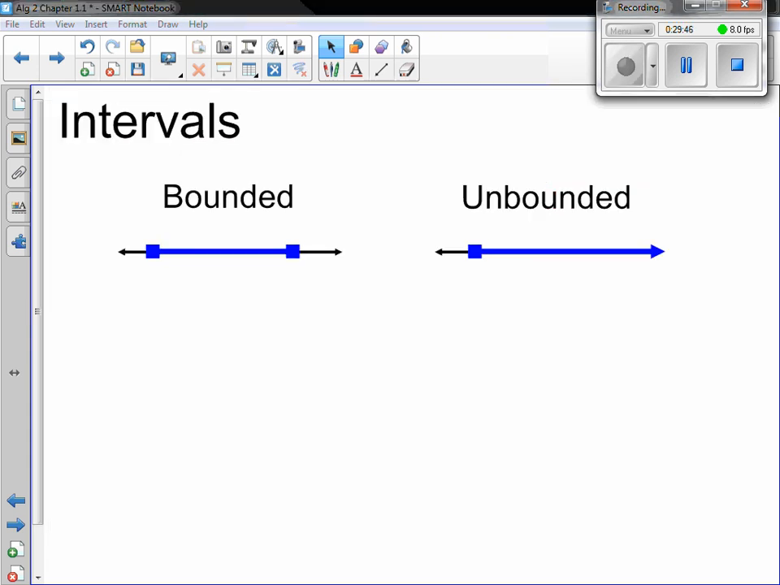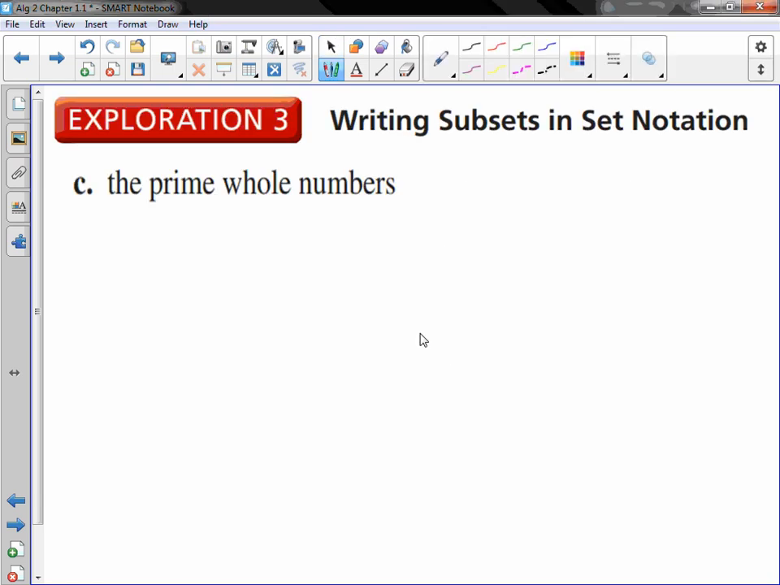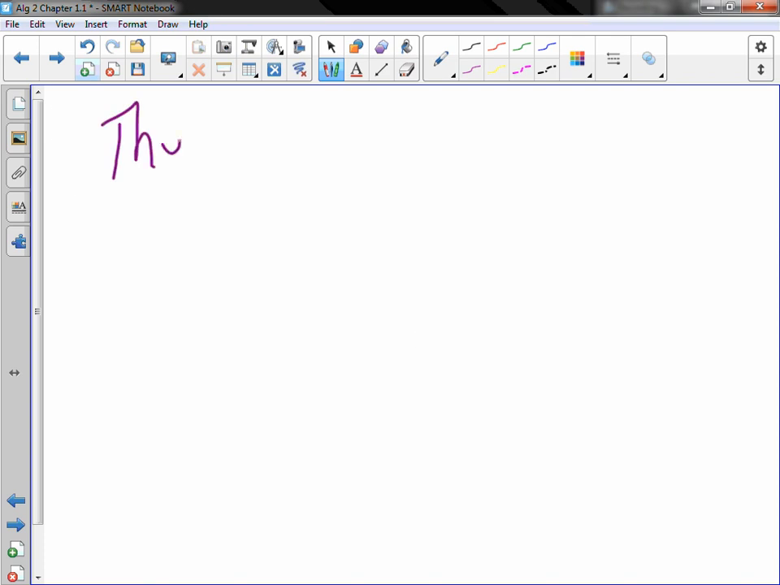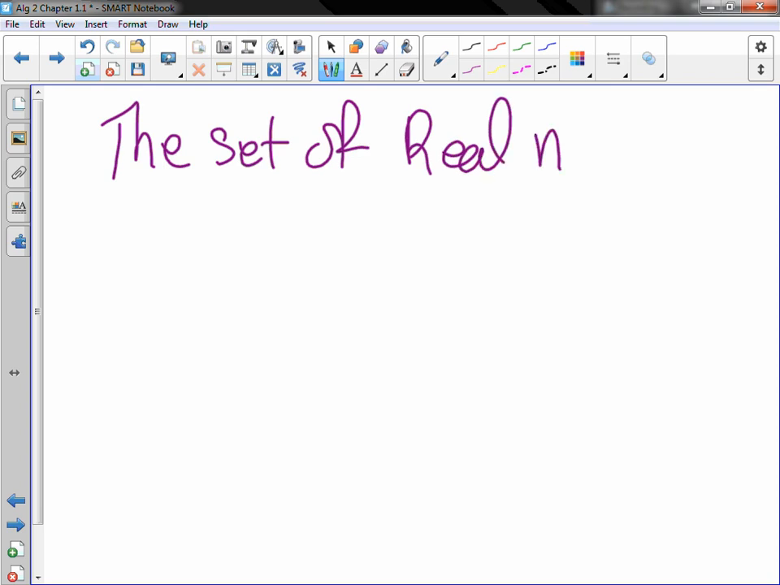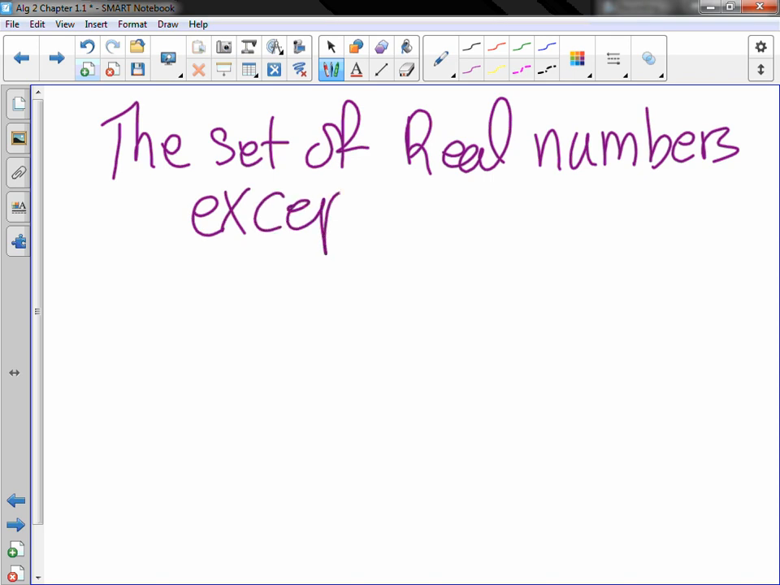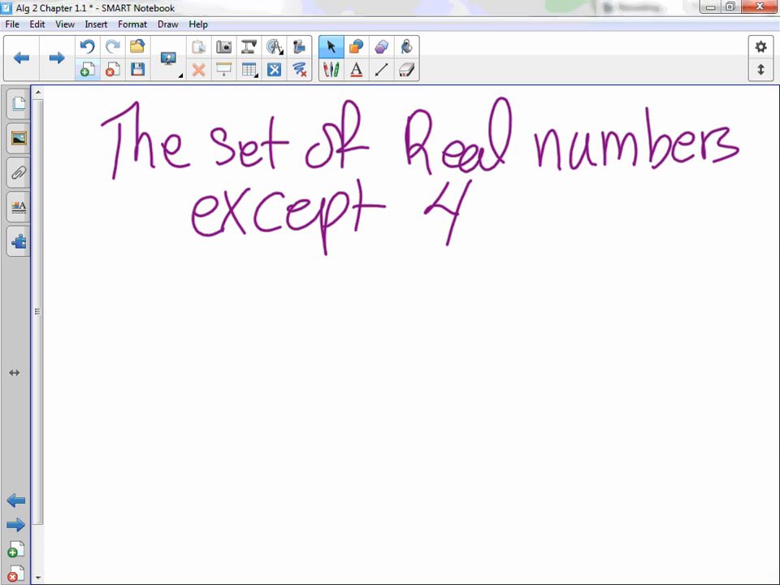Okay. Now the next thing we're going to delve into is bounded and unbounded. So we're talking about interval notation is what we'll be doing next. But I'm going to do one more set. This is the last one we'll do today, and we'll pick this up tomorrow, okay? So the set of real numbers, of all real numbers except for 4.